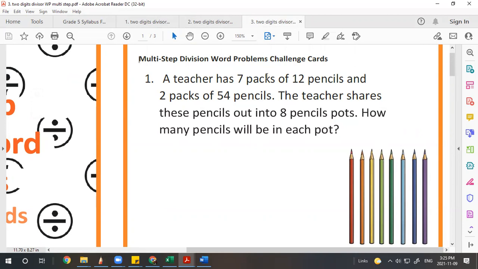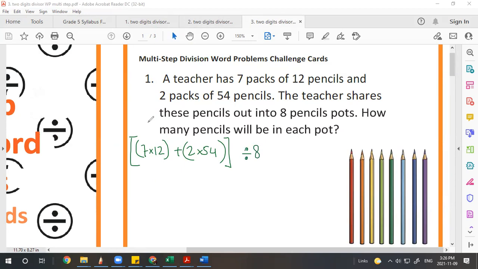A teacher has 7 packs of 12 pencils and 2 packs of 54 pencils. If the teacher shares these pencils into 8 pencil pots, how many pencils will be in each pot? So the teacher has 2 kinds: 7 packs of 12, so 7 times 12, and 2 packs of 54 each. Okay, and then after you do this, you have to divide by 8. So every pencil in total, you divide by 8. So that's how you do it.